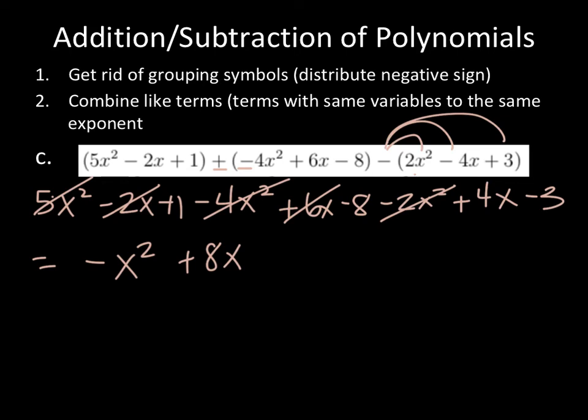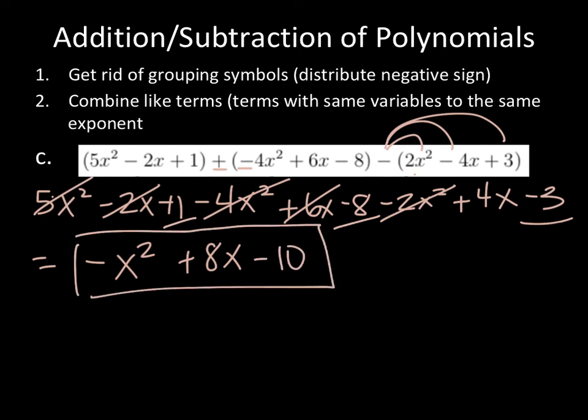But just be careful. For this last one, I have a 1. I have negative 8 and negative 3. 1 minus 8 is negative 7, plus negative 3 is going to be negative 10. So this is our resulting polynomial. So just be careful. Make sure you distribute the negative sign when you're subtracting. Otherwise, just be really careful to add and subtract correctly.